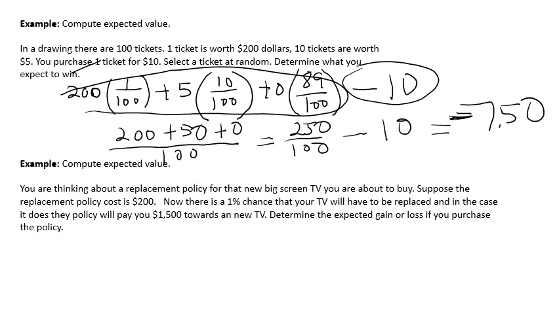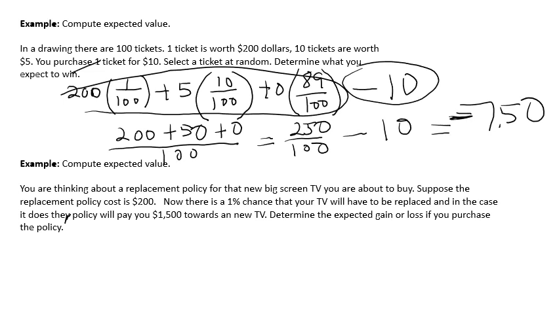The next question, you're thinking about a replacement policy for that new big screen TV you're about to buy. That policy will cost you $200. Now there's a 1% chance that your TV will have to be replaced, and in the case it does, the policy will pay you $1,500 towards a new TV. We want to know the expected gain or loss if you purchase the policy.